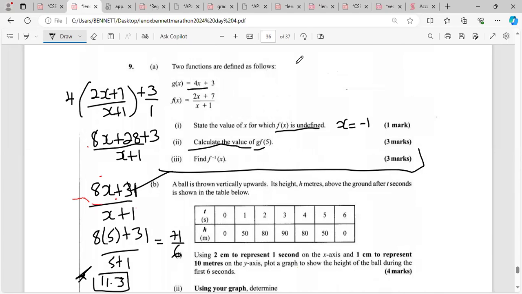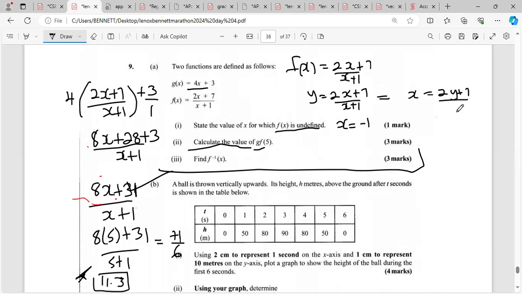For this one now, f of x equal 2x plus 7 over x plus 1. So we change the function to y. So y equal 2x plus 7 over x plus 1. And then now we have to interchange y for x and x for y. So this will be x equal 2y plus 7 over y plus 1.